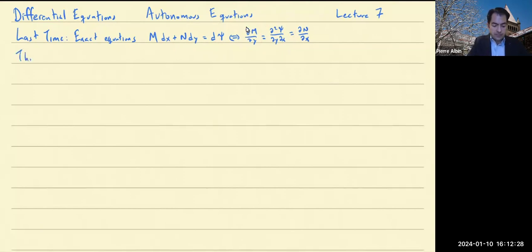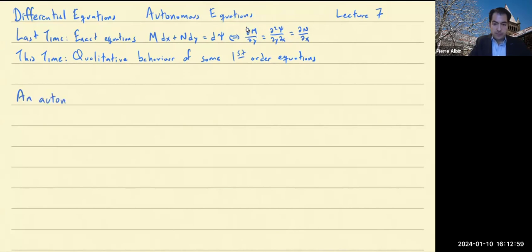This time, we're going to discuss some of the qualitative behavior of some first-order equations. Okay, so the type of equations we're going to be looking at are autonomous first-order differential equations.